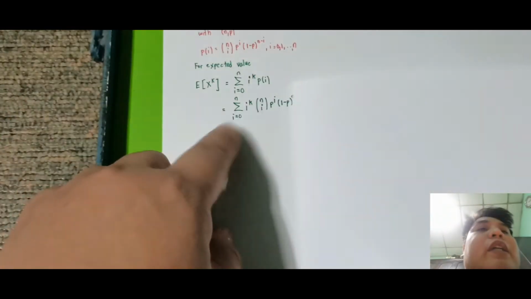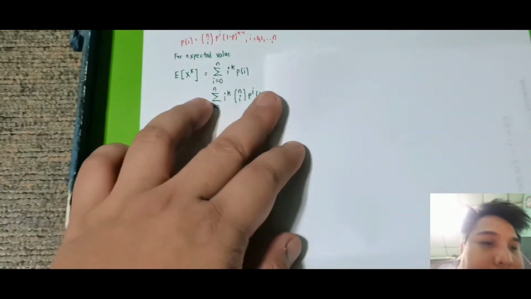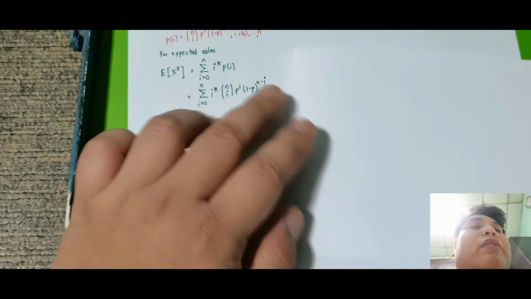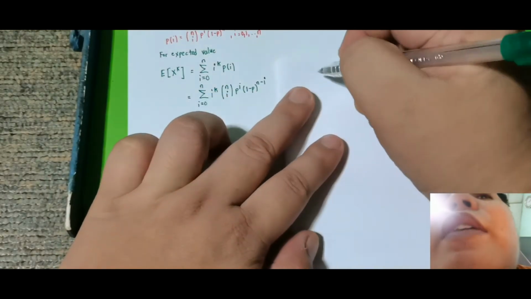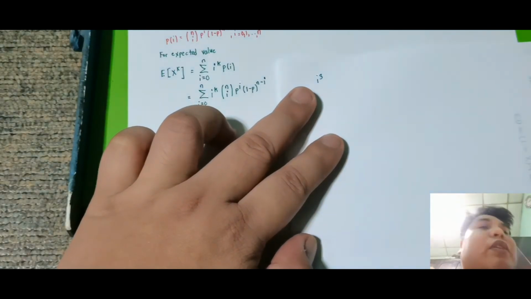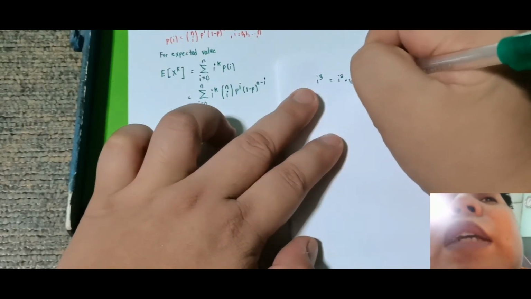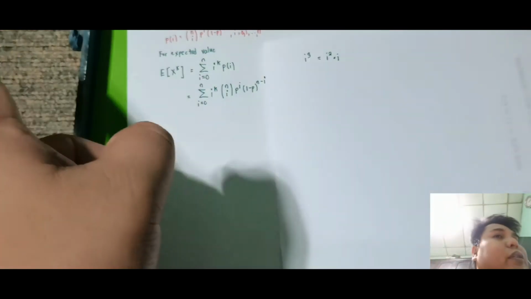Ang gagawin ko kay i raised to k, sa kay p raised to i, magbabawas ako ng isa sa kanila. Bakit? May gagamitin kasi akong identity. Kunyari, meron akong i raised to 3. Pwede ko siyang gawin ganito: this is just equal sa i raised to 2 times i. Tama, nagbawas ako ng isa.